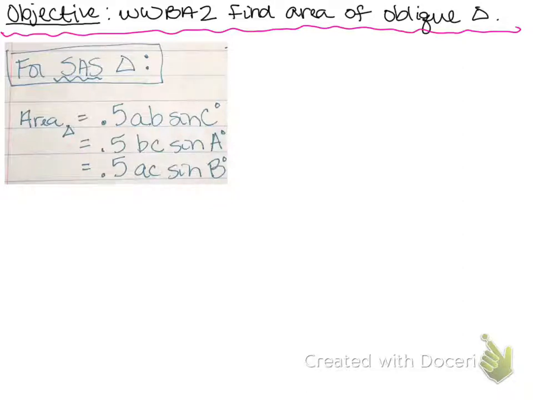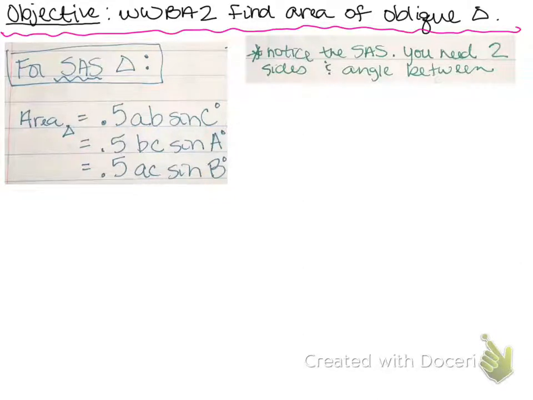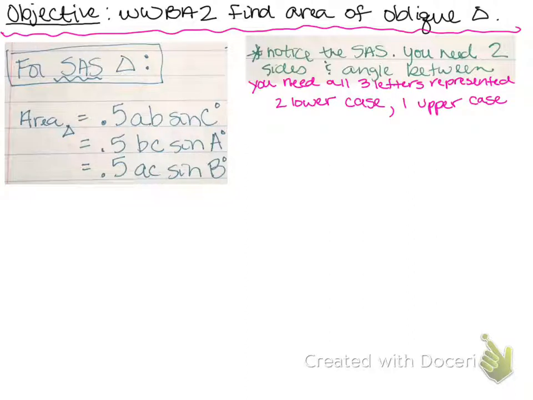Okay? The general formula to remember is 0.5 times the two sides times the sine of the angle between them. Notice the side-angle-side. You need two sides and the angle between them. How can we recognize that if we don't have the picture? Well, you need all three letters represented. You need two lowercase and one uppercase letter.